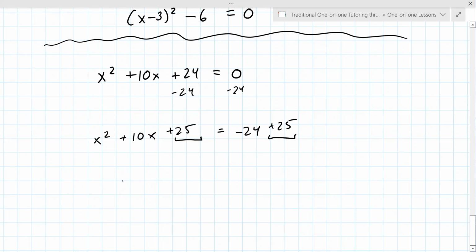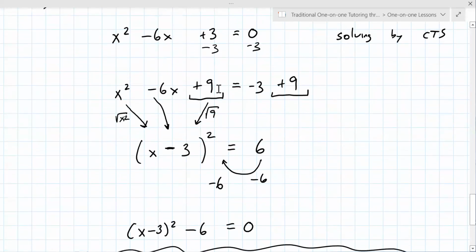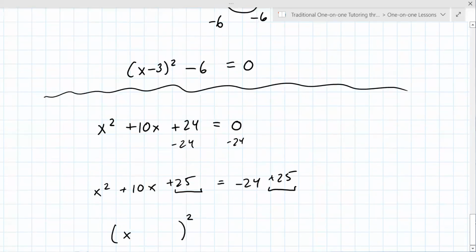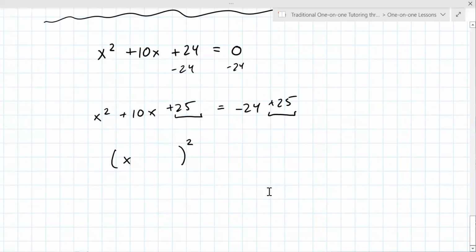Okay, so this becomes, on the left, what goes inside parentheses? On the left is x. On the right is 25. Look back in your notes, because we always do something to figure it out. You have to take the square root of this number here, and it's always a perfect square, so it always has a square root. 5. Okay, and then what goes in the middle? Is it plus or minus? Plus, because of that right there.